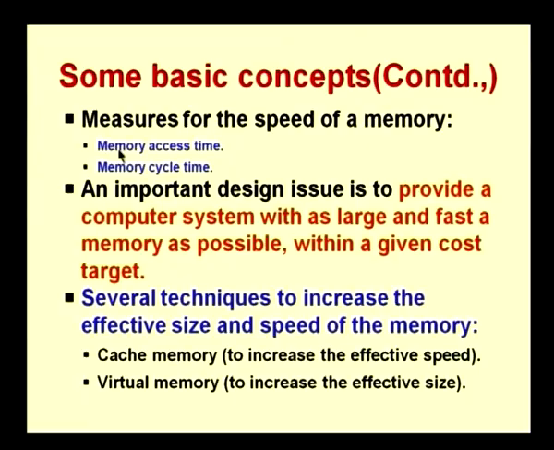Now let us take a look at some measures that we talk about when we talk of a memory system. One of the terms that we use is memory access time and memory cycle time. These are 2 terms that we normally use.